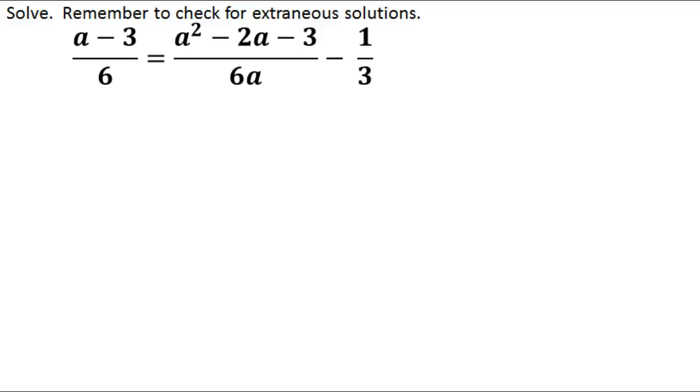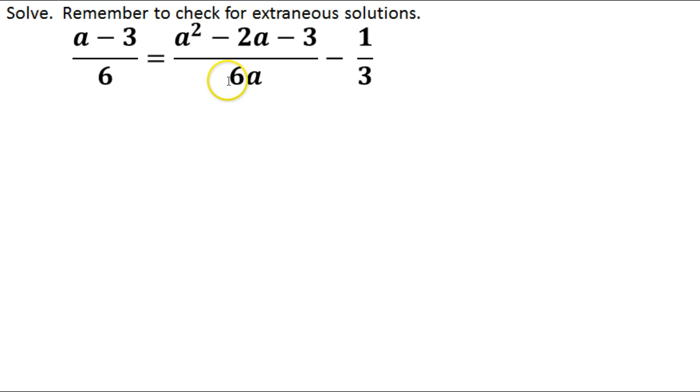On this one, we are asked to solve it. We've got to figure out what the value of a equals. And these are rational expressions on both sides, so the equal sign makes it a rational equation. What we're going to do first here is to try to determine what the lowest common denominator is.